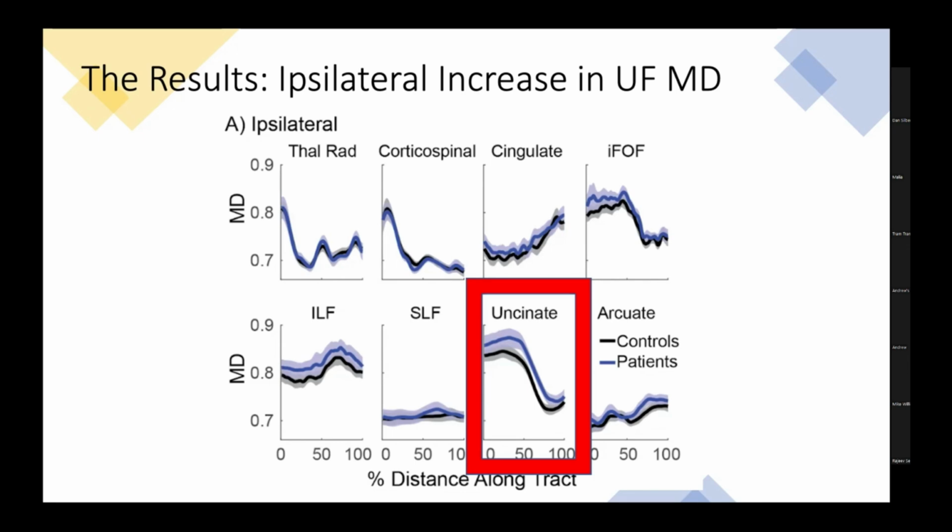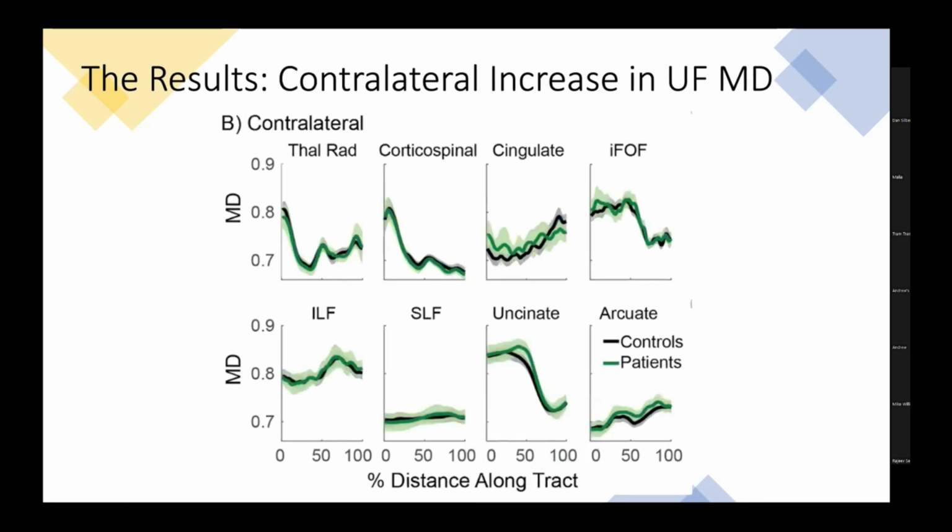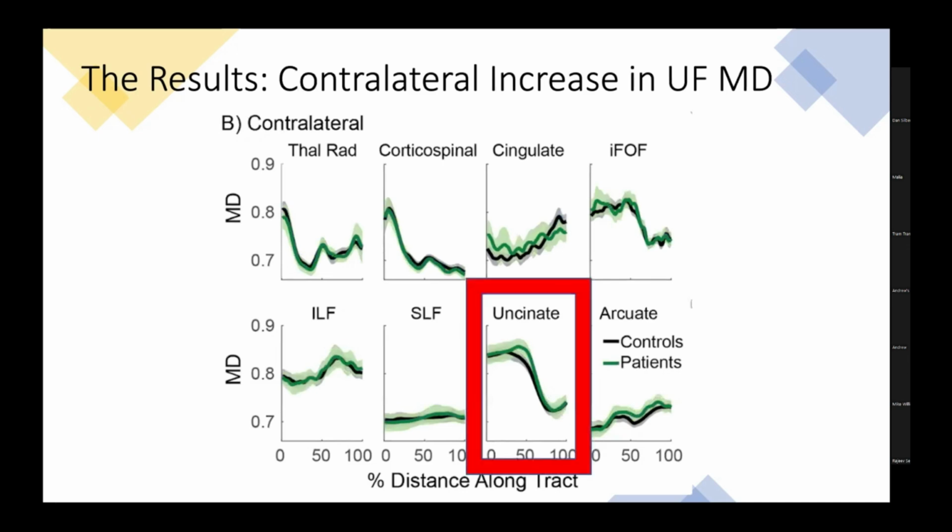We also looked at the contralateral side, and you'll notice a similar organization to the previous one, where now green is for patients and black is controls, and the shaded regions represent standard deviation. For the uncinate, although the signal is less robust, it still stands up to multiple comparisons statistical analysis, that there is an increase in the mean diffusivity for the uncinate fasciculus.